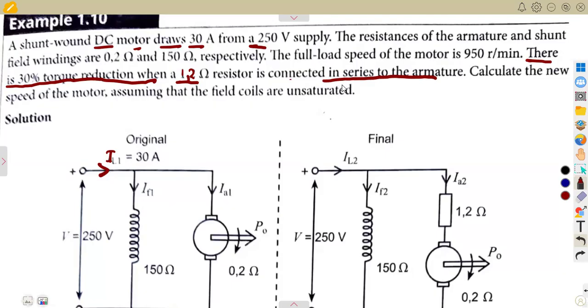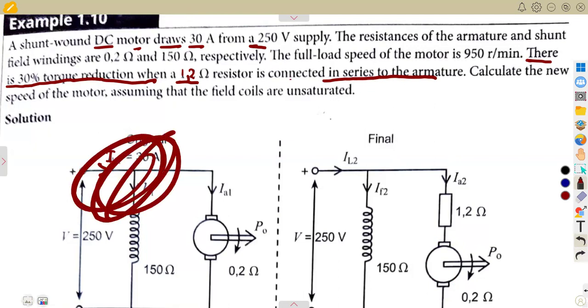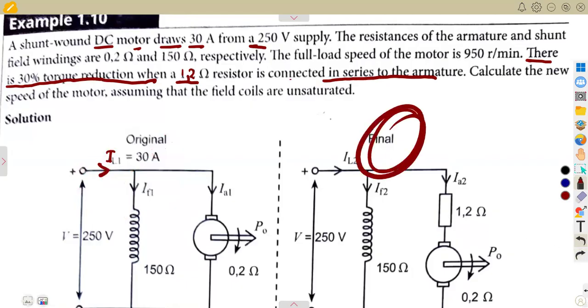Is it connected to the shunt field? Is it connected to the armature? So it's connected in series to the armature. That makes us say we have got two conditions, the first and the final condition. The original condition, from the current that you are given, we have got the load current of 30 amps from the supply of 250 volts.